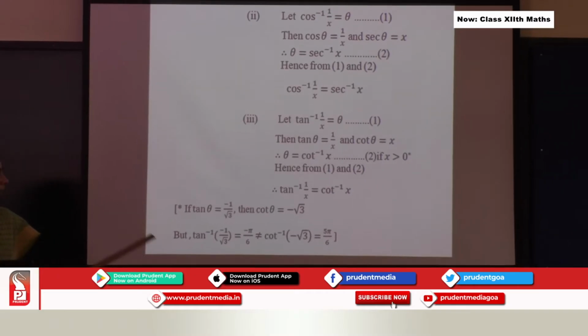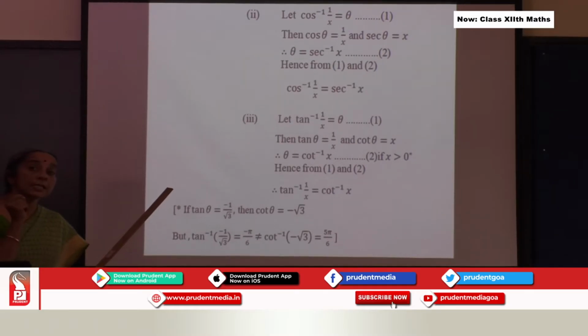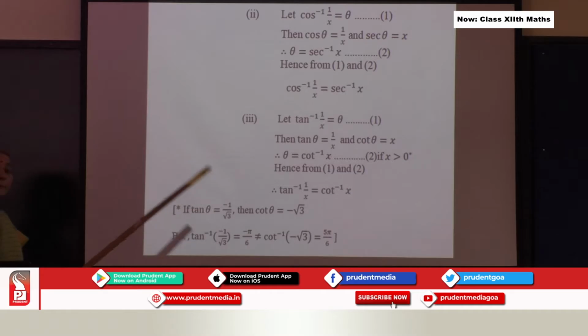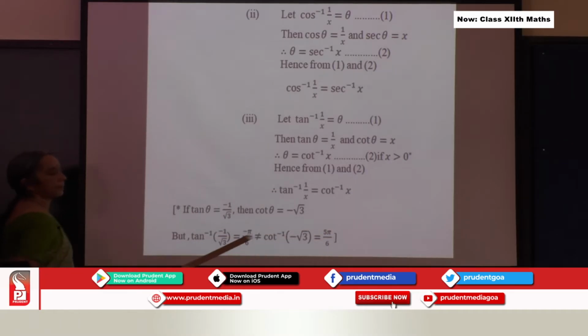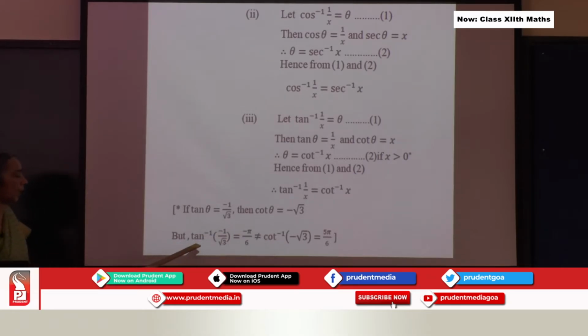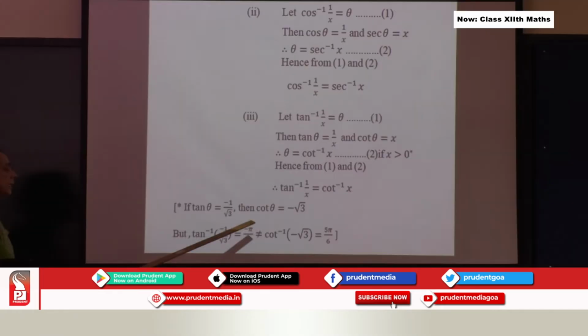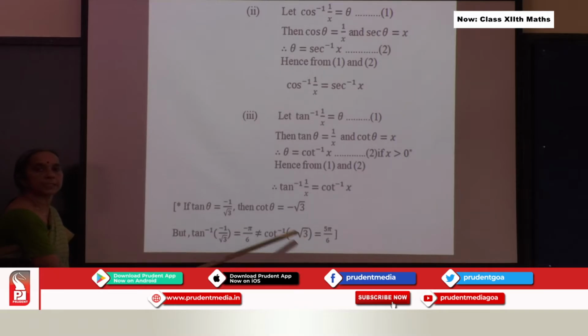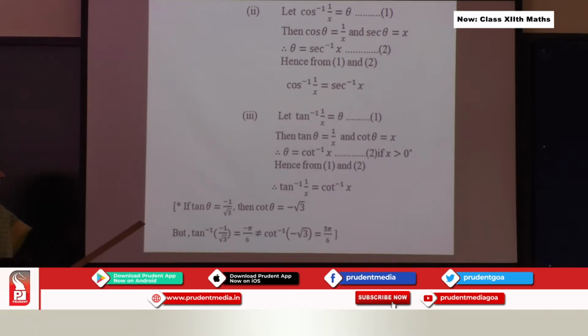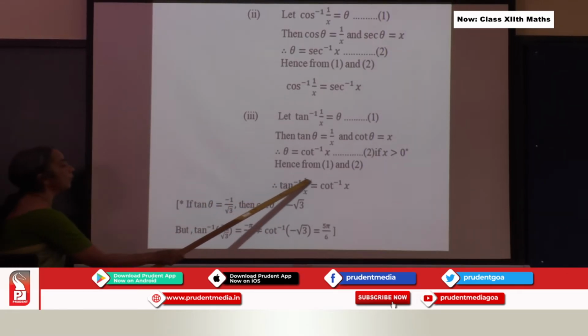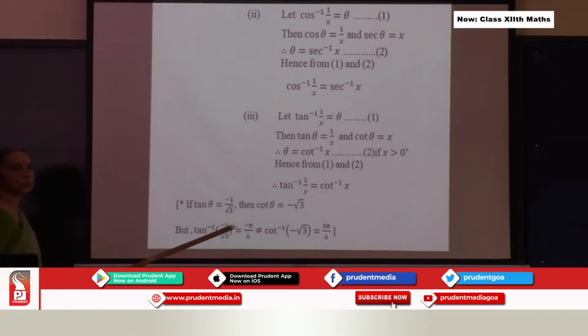Here cot inverse of minus root 3 is an angle in the second quadrant, between pi by 2 and pi: 5 pi by 6, that is pi minus pi by 6. Therefore, they are not equal. Though tan theta and cot theta are reciprocal to each other, tan inverse of minus 1 by root 3 and cot inverse of minus root 3 are not equal. It is true only for positive values, not for negative values.